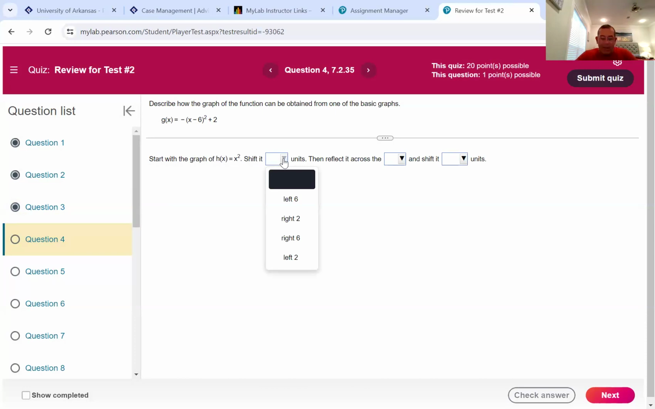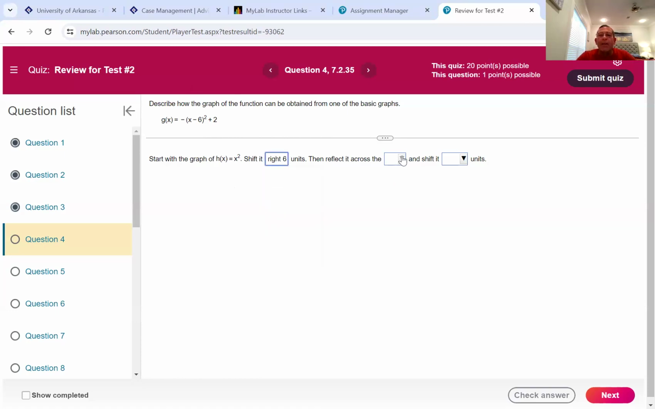This time, since it's being subtracted, let me see what chat's got going on. All right, so chat, you are saying right 6. Perfect, because you're subtracting. It's going to move it right 6. So we're going to choose a right 6 down here.